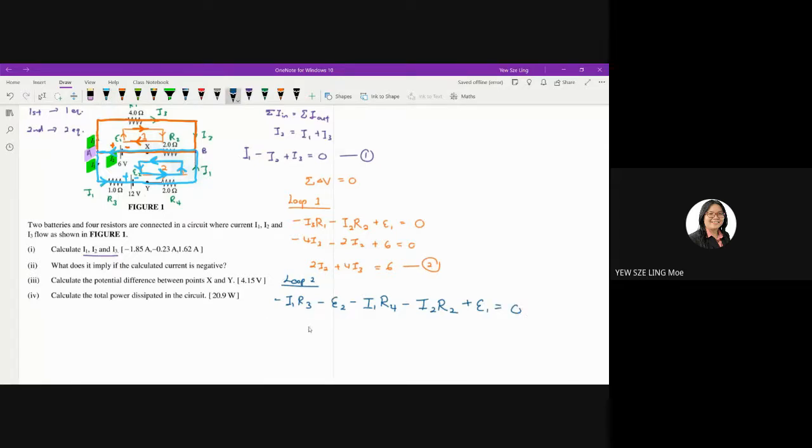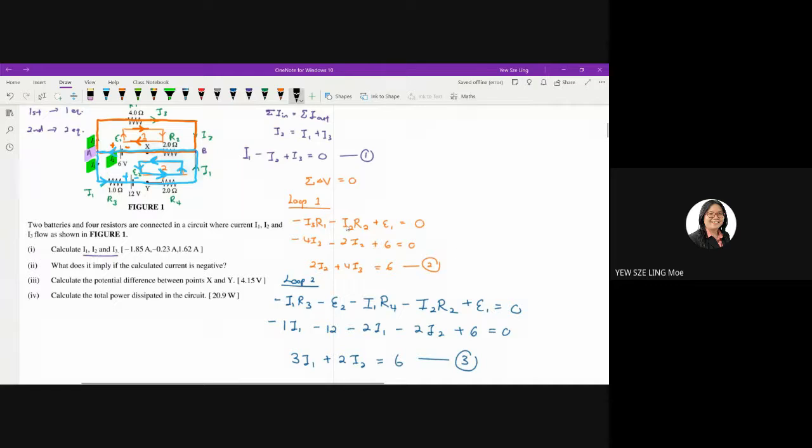As usual, I'm going to plug in the values. So negative 1I1 minus 12 minus 2I1 minus 2I2 plus 6 equals 0. Rearrange the equation, you should obtain 3I1 plus 2I2 equals 6, if I'm not mistaken. Yes. All right, so this is my equation number 3.